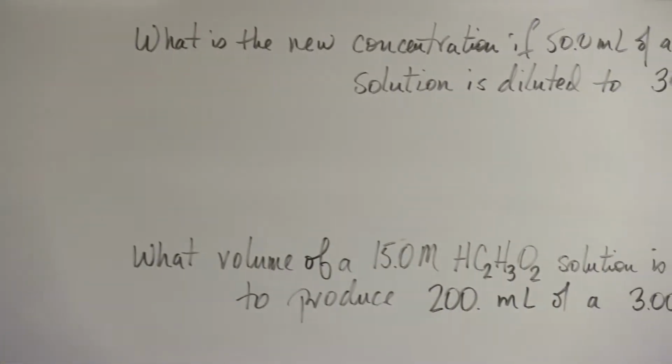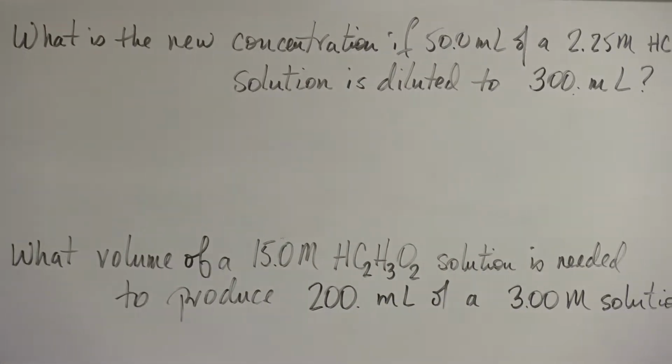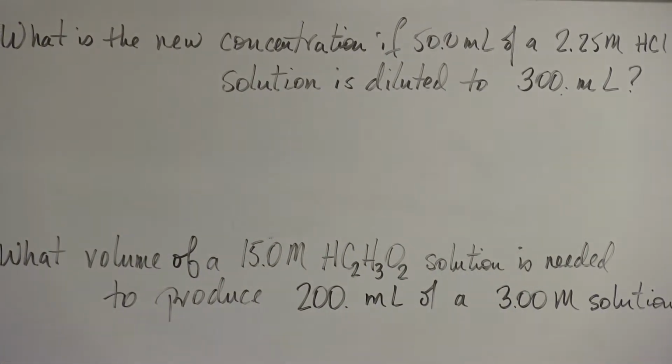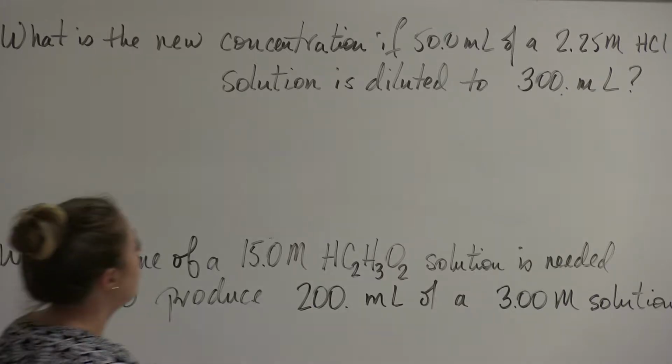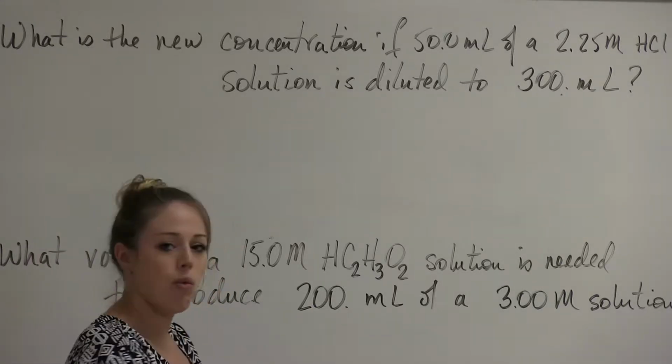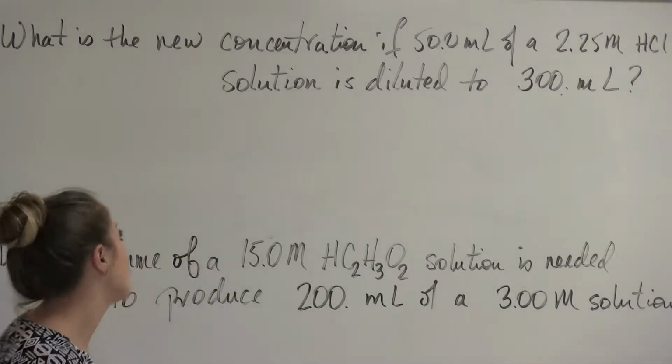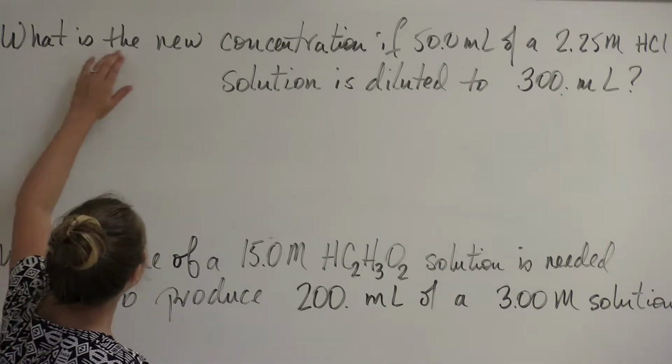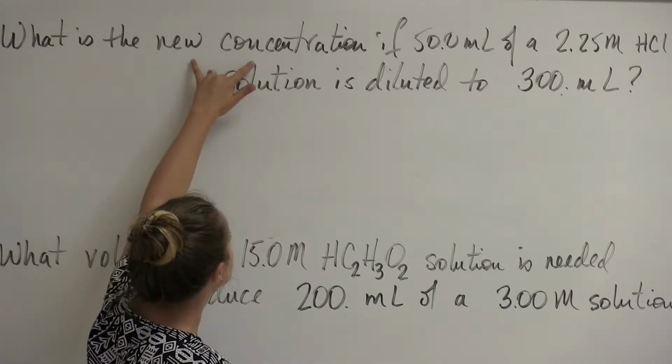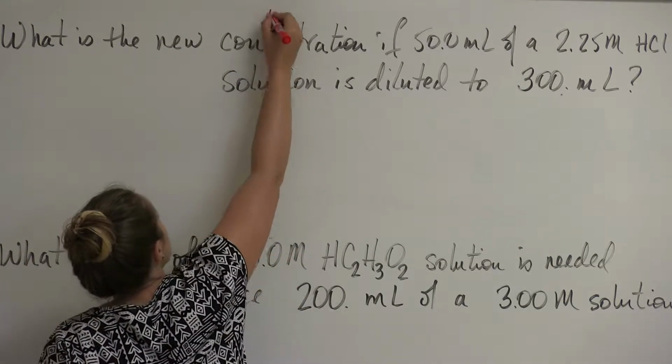So let's look at this problem right here. It says, what is the new concentration if 50 milliliters of a 2.25 molar hydrochloric acid solution is diluted to 300 milliliters? Okay, so let's go through and figure out what is given to you and what I'm asking for. I want to know what is the new concentration. So this is going to be my final concentration, so this will be M2.